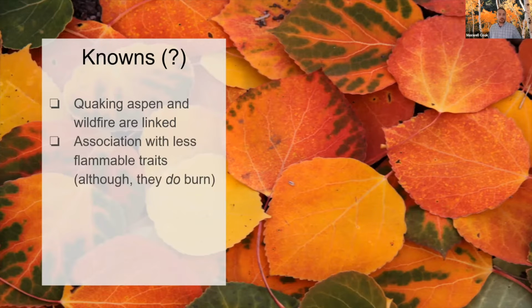We also know that there's an association with less flammable traits. So aspen forests have often been referred to as asbestos forests due to their resistance to fire. Some traits may be higher surface fuel moisture, greater canopy base heights, and lower canopy bulk density. For example, we've seen in experimental burning plots in the boreal forest of Canada that wildfire behavior is greatly subdued in forest stands that are composed predominantly of aspen.